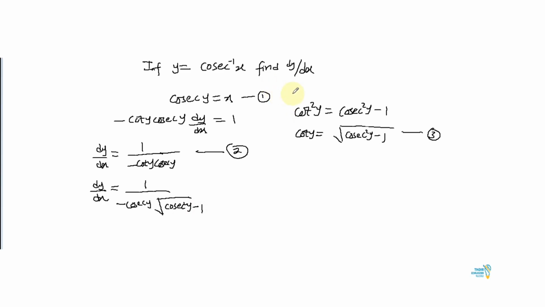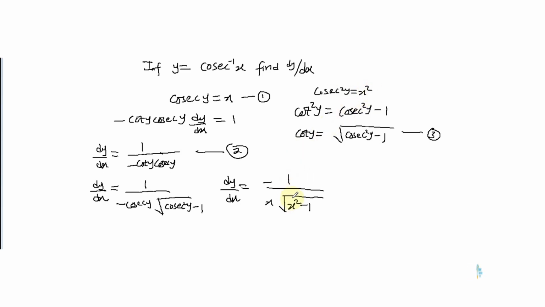Now let's look at our equation 1. We have cosec y equal to x. That means dy/dx will be equal to 1 all over, let's put this minus up here, then instead of cosec y, we are going to have x multiplying the square root of, instead of cosec squared y, we are going to have x squared minus 1, because if cosec y is equal to x, it means cosec squared y will be equal to x squared.